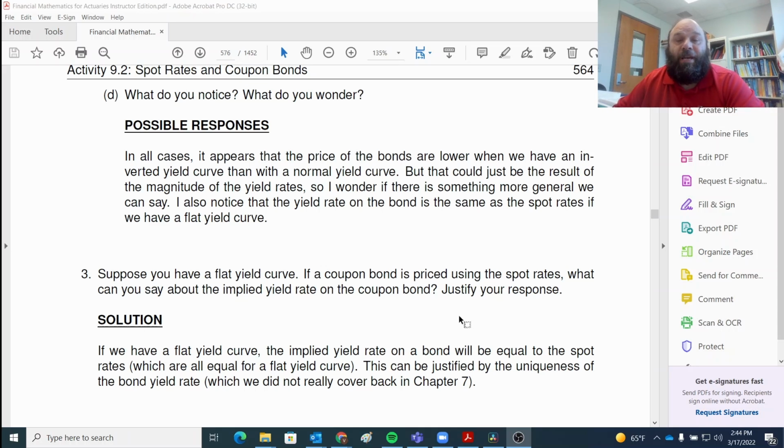So all of this has been related to pricing bonds using the yield curve. Now we want to go the opposite direction. So in the next video, we're going to talk about something called bootstrapping, where you extract a yield curve from different bonds.